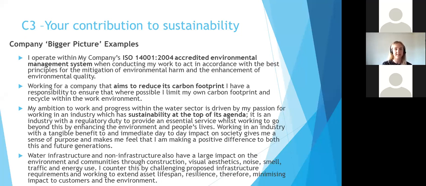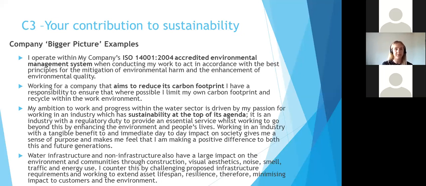And it is an industry with a regulatory duty, so this is talking about the water industry, to provide an essential service whilst working to go beyond this by enhancing the environment and people's lives. Working in an industry with a tangible benefit to an immediate day-to-day impact on society gives me both a sense of purpose and makes me feel that I'm making a positive difference to both this and future generations. So again, that's quite a nice example in terms of the individual's aspiration to work in that kind of sustainable environment.